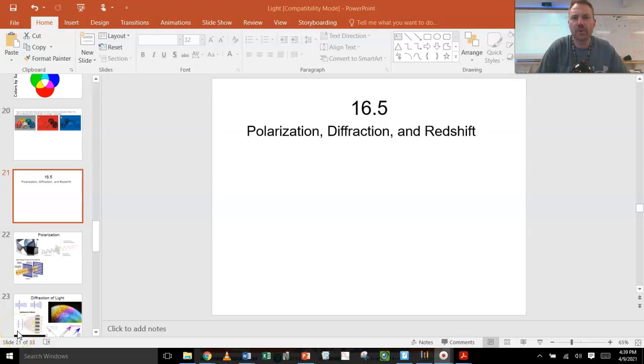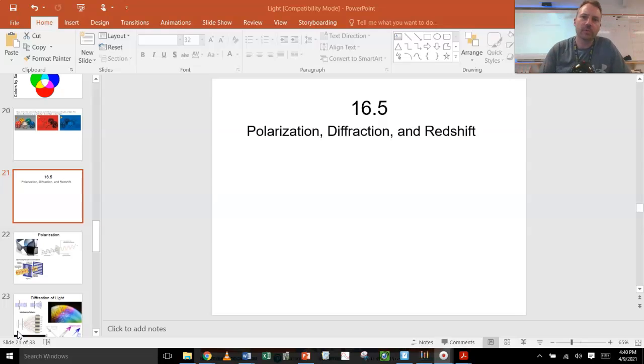Hey physics friends, and welcome to 16.5, which is polarization, diffraction, and redshift. We're going to talk about three different aspects of light, specifically polarization. Maybe you've heard of a polarizing filter, polarized sunglasses. What are they? How do they work? Diffraction. We've heard of diffraction before when we talk of sound, waves bending around a corner, but how does that pertain to light specifically? We'll show you some cool examples there.